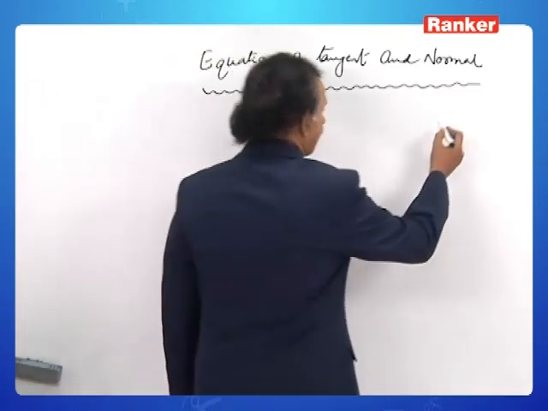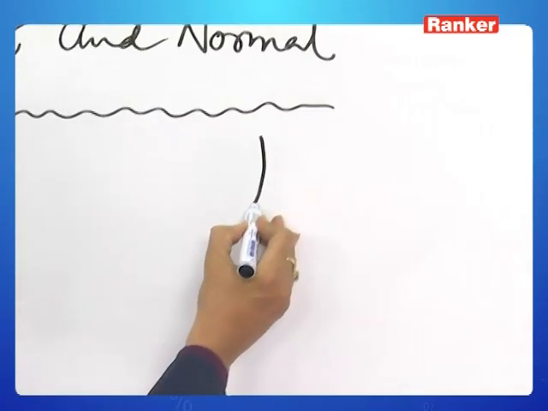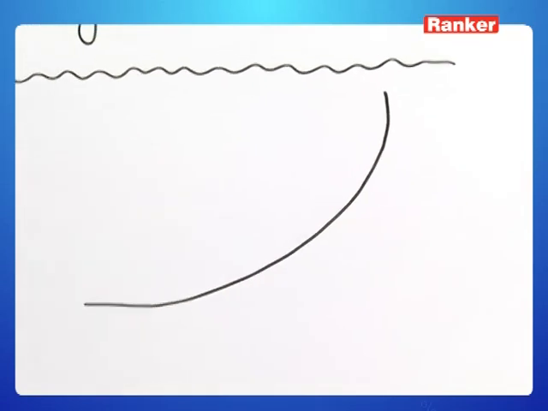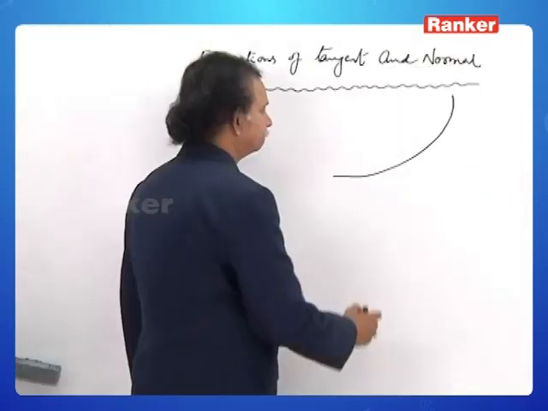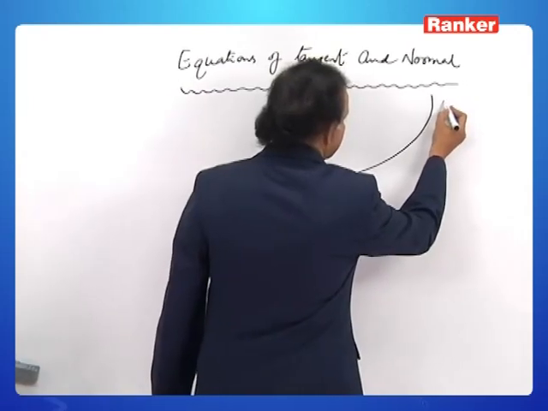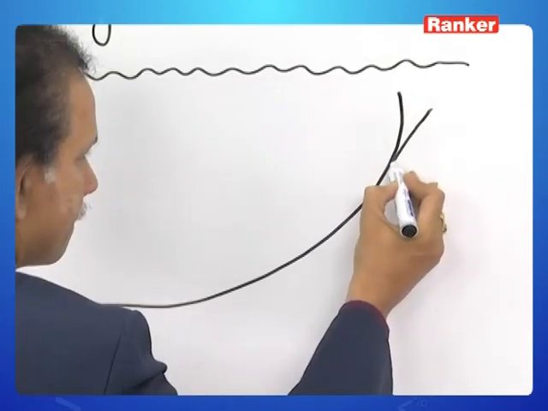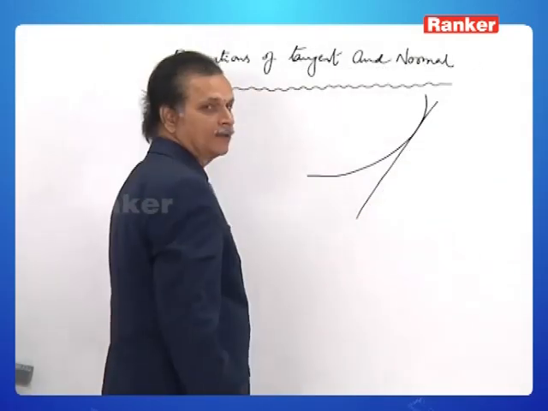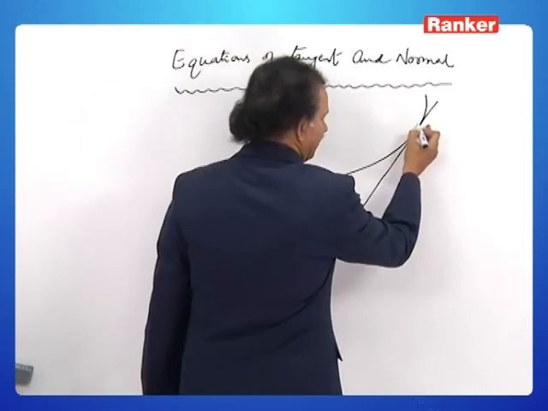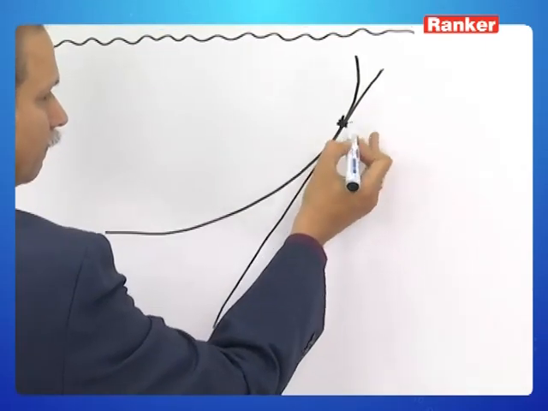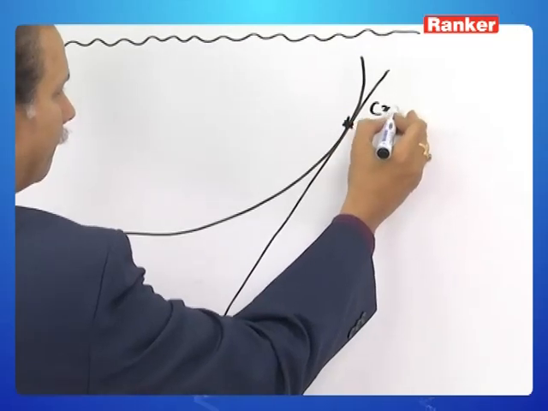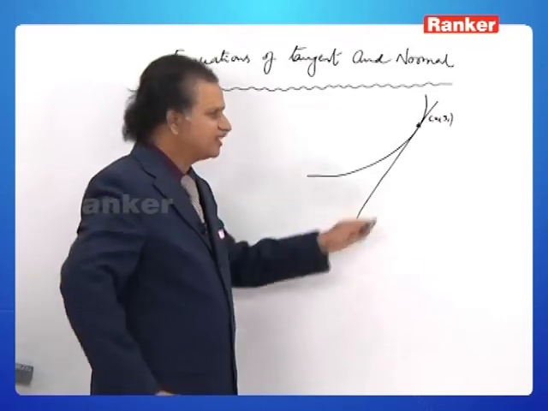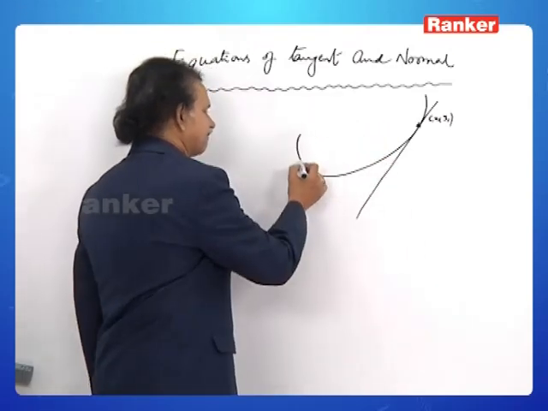Look here. Let this be the curve y is equal to f of x. Let this be the point x1, y1. Automatically, this is the tangent at the point x1, y1 on the curve.